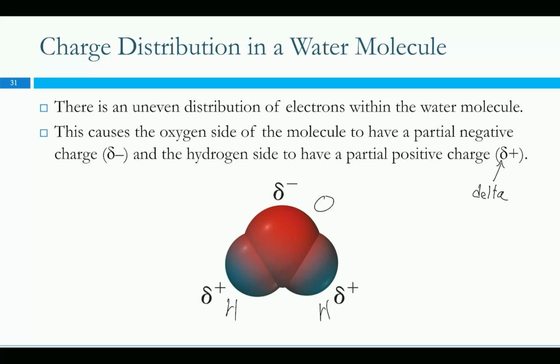And then on the other side, so for the water, we have a partial negative on the oxygen, and on the hydrogen side, we have a partial positive. So we have essentially two poles, a positive pole and a negative pole, just like a north pole and south pole on a magnet. And we'd say this has a dipole. So we've got two sides.